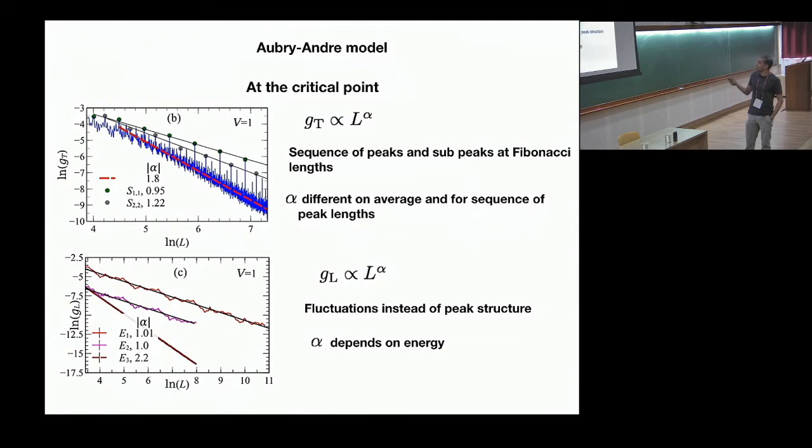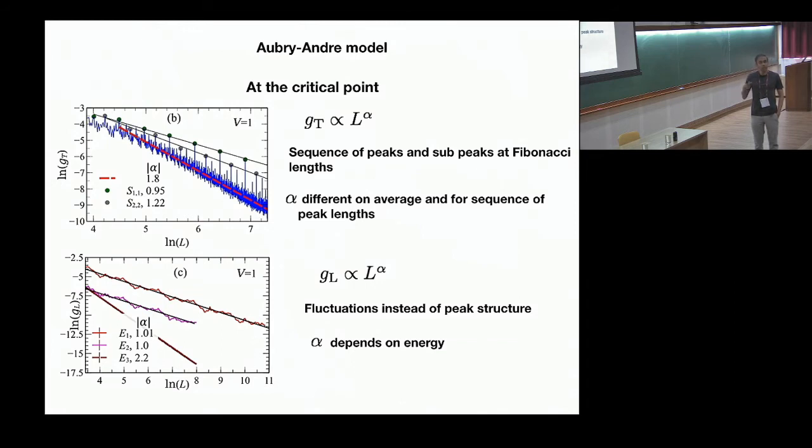You can also see these peaks in G_T, the Thouless conductance, as a function of L. And if you ask at what system sizes you see these peaks, it turns out that the sequence of peaks and also sub-peaks are located at Fibonacci lengths. Now, where do Fibonacci lengths come into this? The reason is that we've chosen a particular value of the irrational number in the potential. That value is the golden mean, which is the ratio of Fibonacci lengths in the thermodynamic limit.